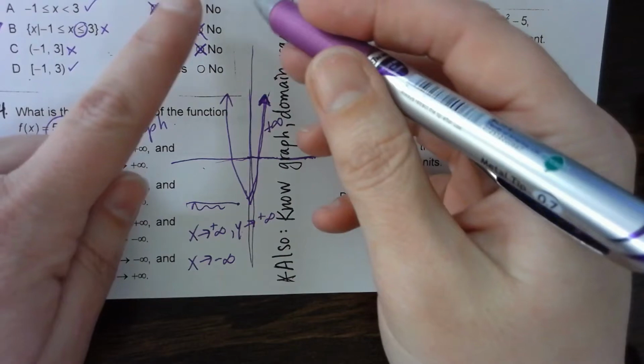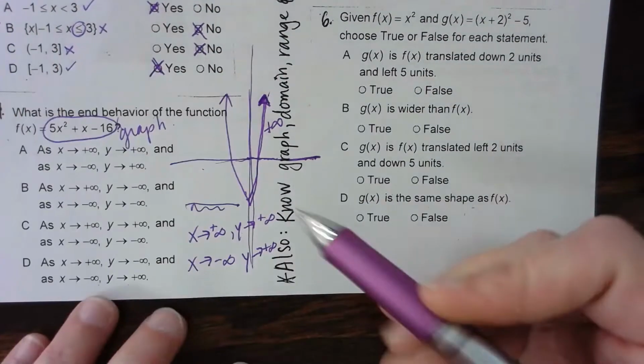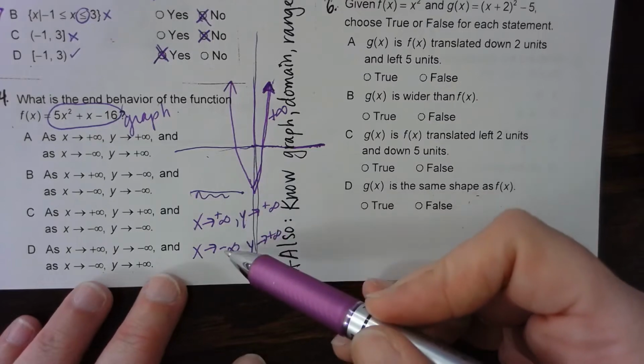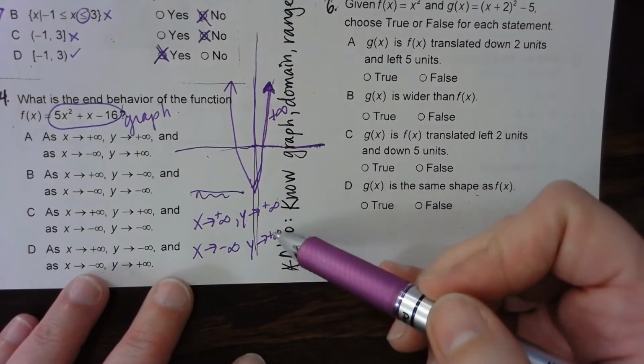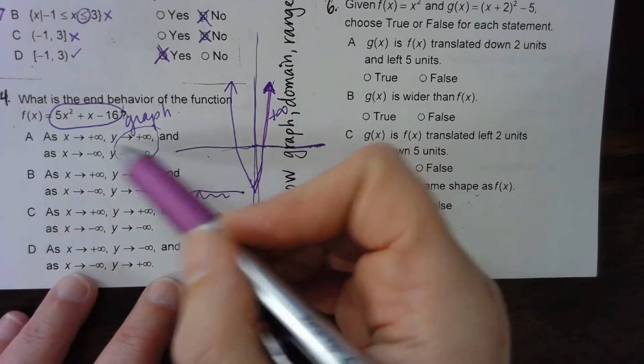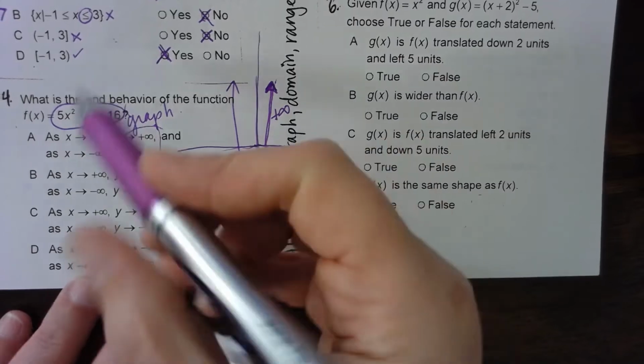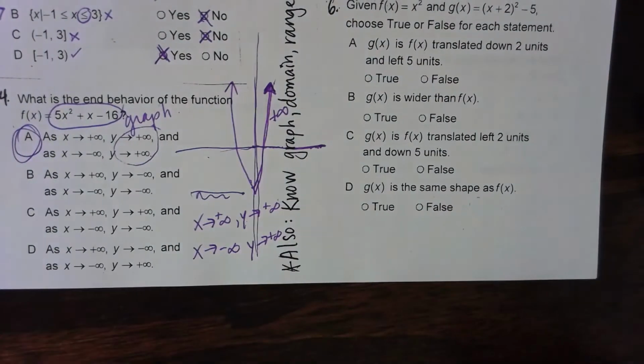So it's still going up, which are positive infinity values. Both of my end behaviors here are heading towards positive infinity. As x goes to positive infinity, y goes to positive infinity. As x goes towards negative infinity, y still goes towards positive infinity.